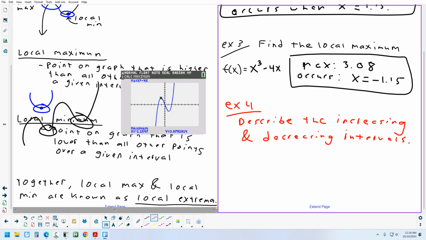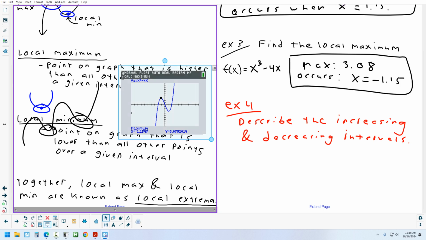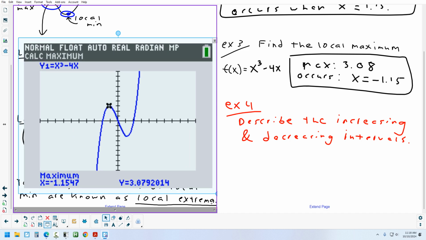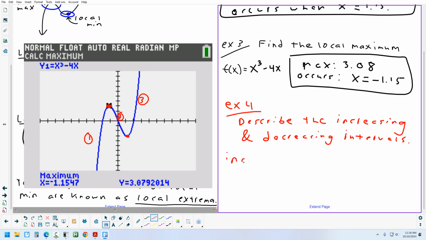All right. So let's start with, let me make this a little bit bigger. Okay. Let's start with this one. So looking at that graph, what's happening in this? We'll call this section 1, we'll call this section 2, and we'll call that part section 3. And there's my local extrema. What's happening in section 1? Increasing. The graph is increasing. Okay. The graph is increasing.